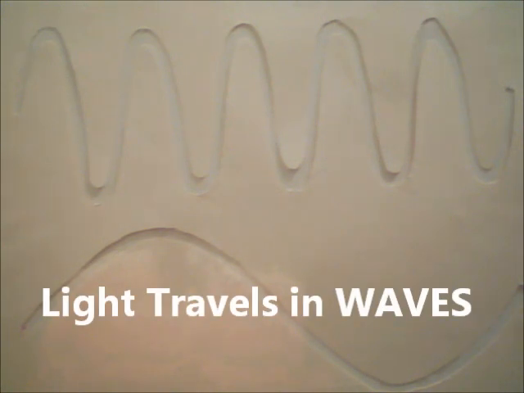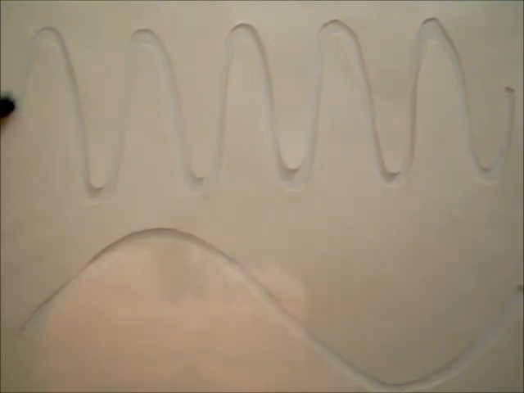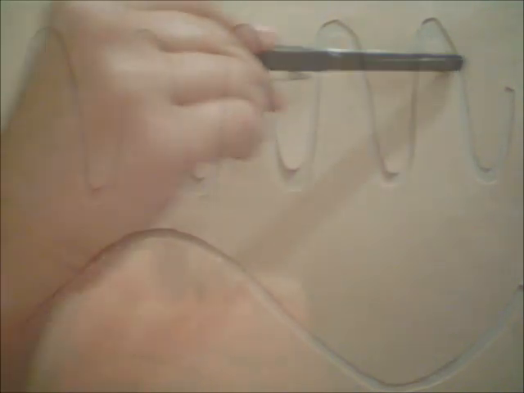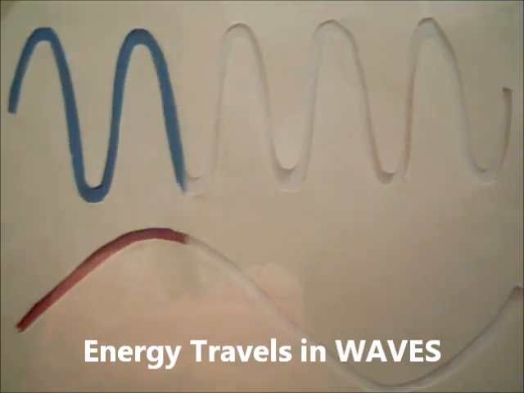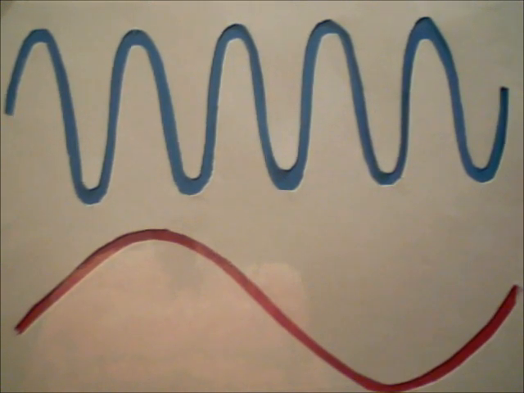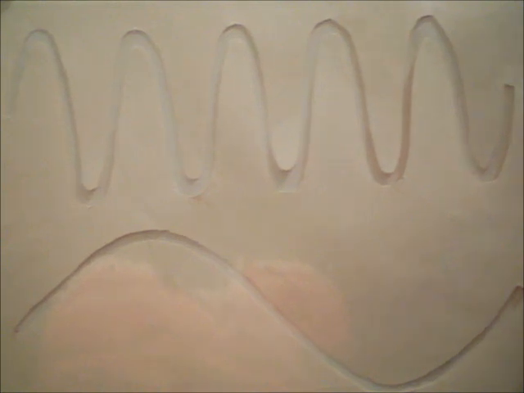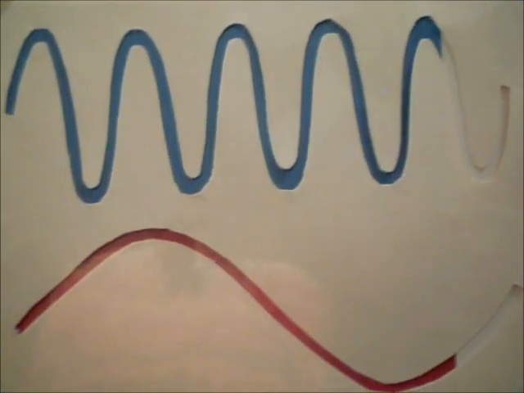Let's find out why. Light travels in waves. And here are two examples of waves. Here's one wave, and here's another wave. Energy travels in waves. Which one would you say has more energy?